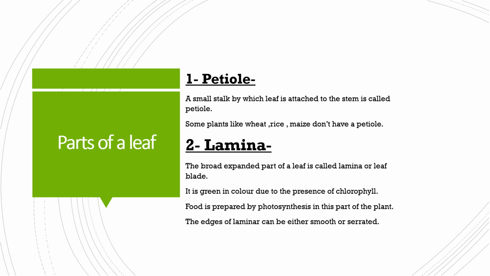Like petiole. What is petiole? As we have already seen, it is the small stalk by which the leaf is attached to the stem. And there are some plants like wheat, rice, maize, they don't have a petiole.